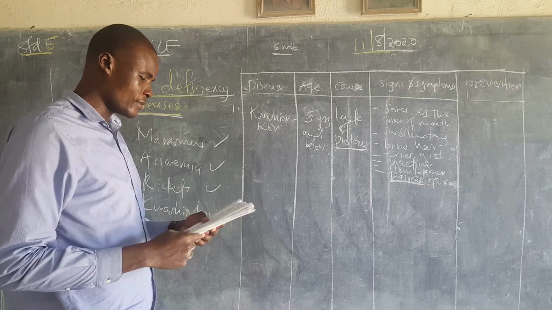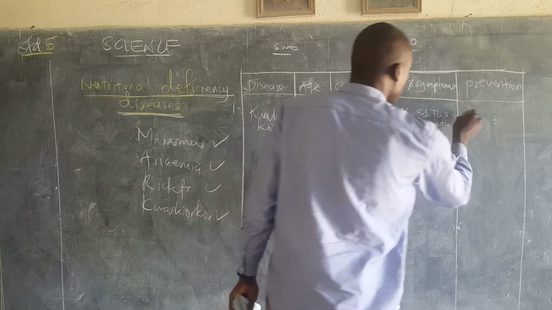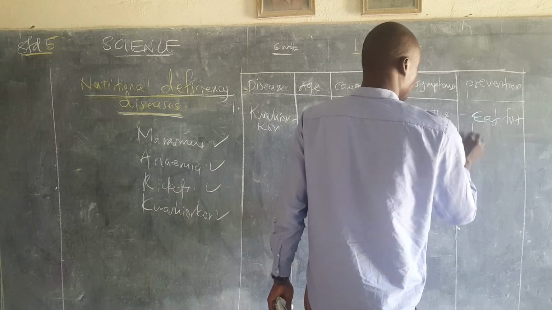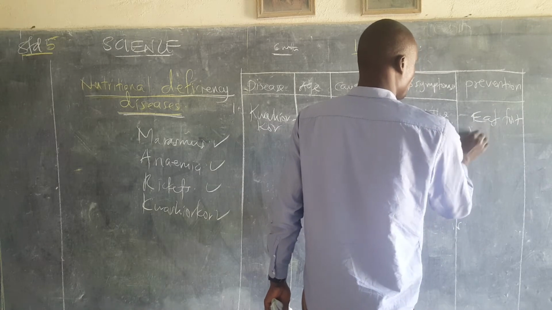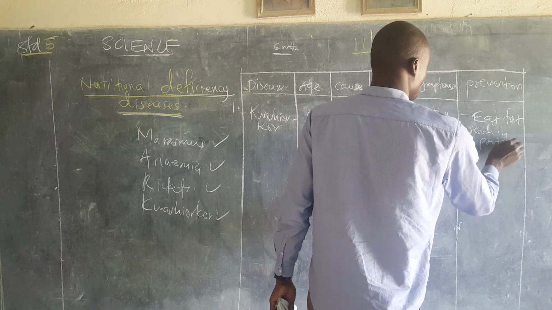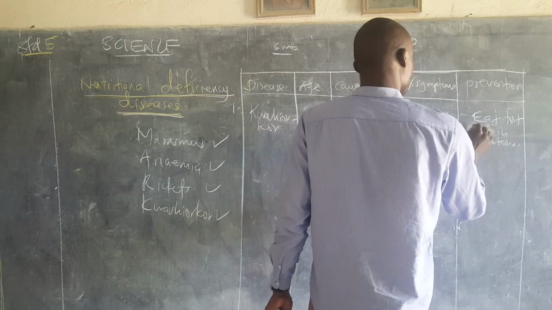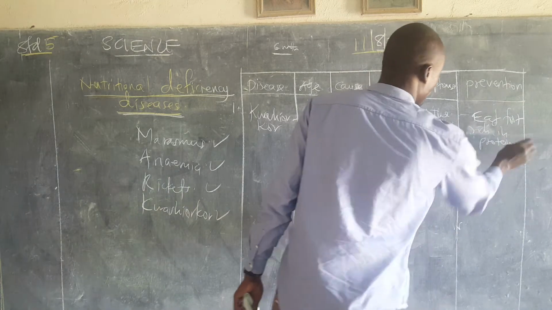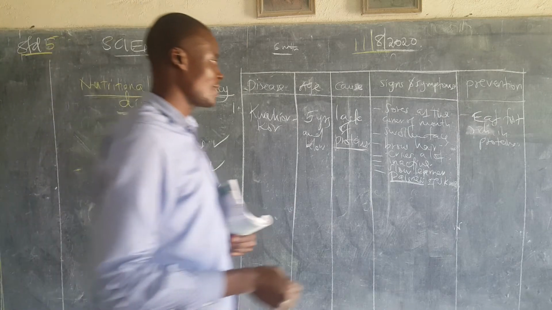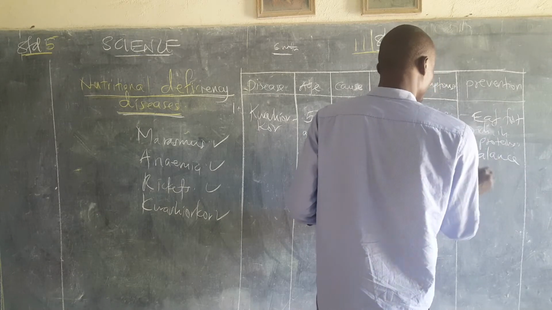And then how do we prevent it? Kwashiorkor is prevented by eating food rich in proteins. We should eat food rich in proteins, or we should eat a balanced diet. At times, the issue of balanced diet here is also an answer. Eat a balanced diet.